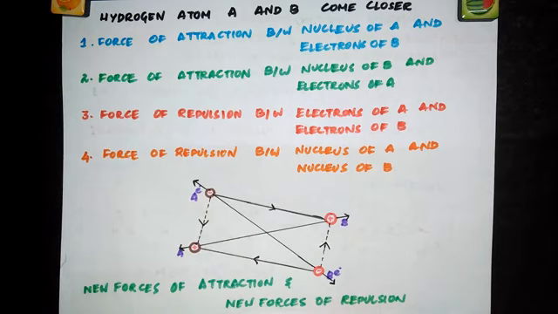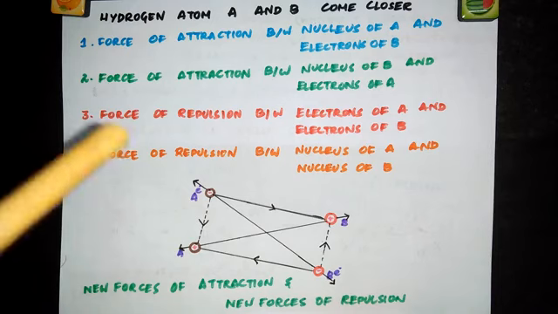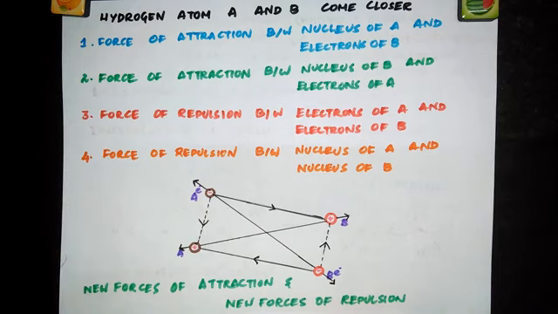The potential energy of the system decreases. What is the system here? The hydrogen molecule which is formed is the system. So what will happen? As a result, the potential energy of the system decreases. We are actually forming the hydrogen molecule. So before that, when we say system, we are talking about hydrogen atom A and hydrogen atom B. So for that system, what happens?